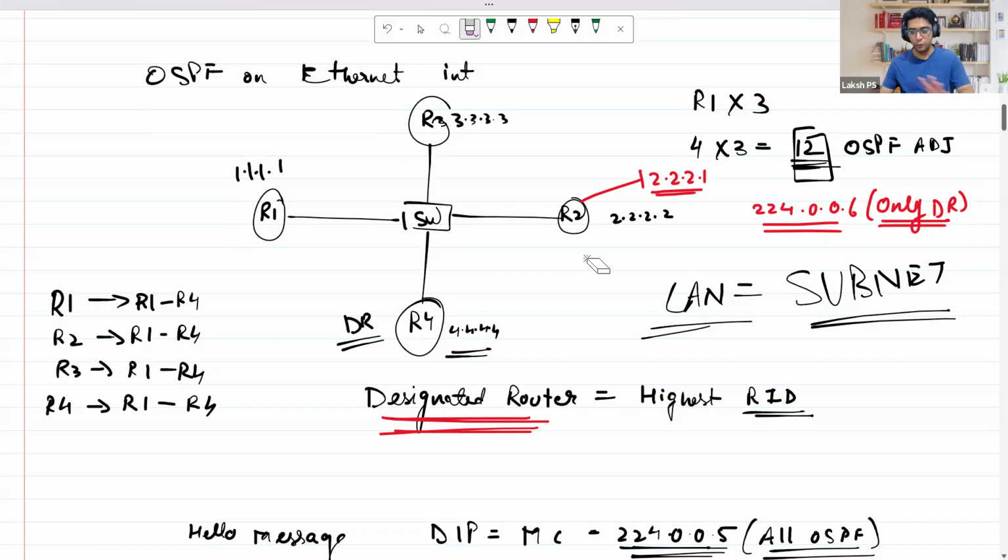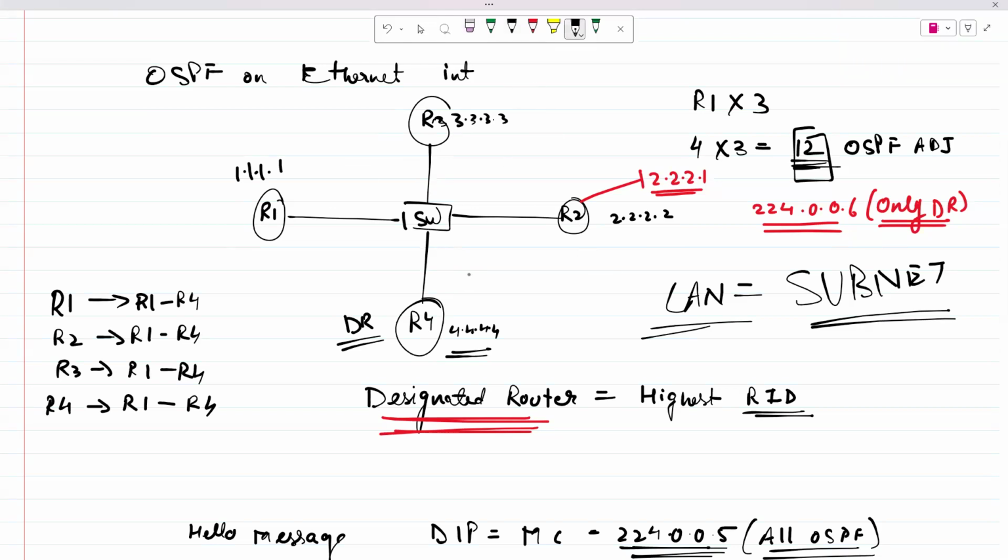Are you with me till here? Yes, it's clear. Now what is going to happen? R3 and R1 still do not know about 2.2.2.2. The database, as I said, the database has to be the same in an OSPF network. That is the purpose of OSPF. The database on all the routers should be the same in the network.